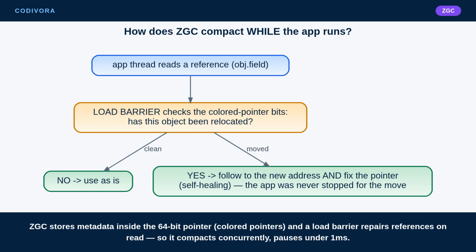When your code loads a reference, the barrier notices if the object was moved and transparently fixes your pointer to the new address. The collector relocates objects in the background, and each reader repairs its own pointer on the fly. That self-healing is how pauses stay sub-millisecond no matter how big the heap.